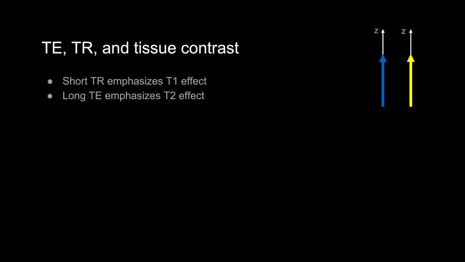Also remember that longer TEs emphasize T2 effect. If the TE is extremely short, we're detecting the echo right away, and we're not allowing much T2 decay to occur. If the TE is relatively long, we're allowing more T2 decay to occur before listening, and tissues will have different signals based on their T2 effects. If that doesn't make any sense, just remember what's on the screen. Short TR emphasizes T1, and long TE emphasizes the T2 effect, and you'll already be most of the way there.